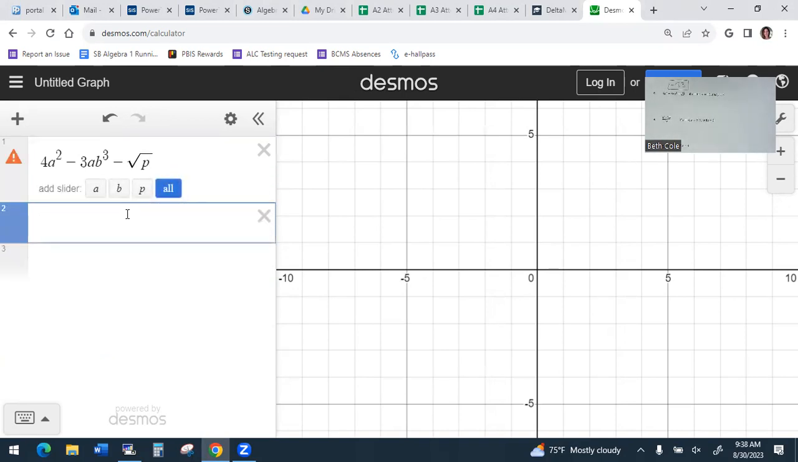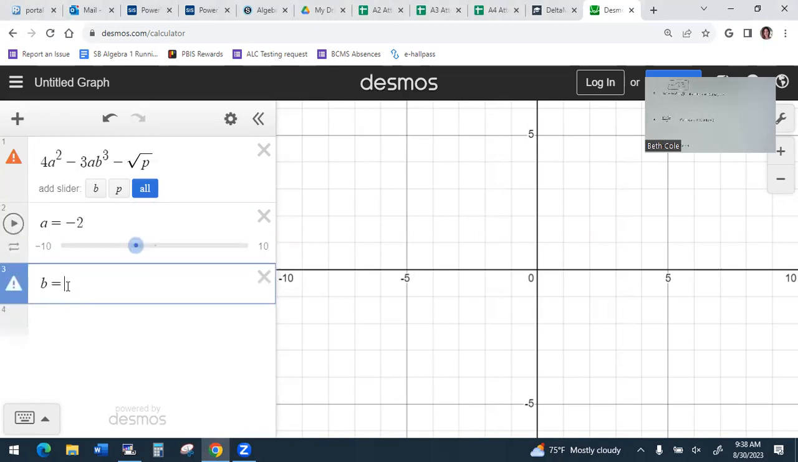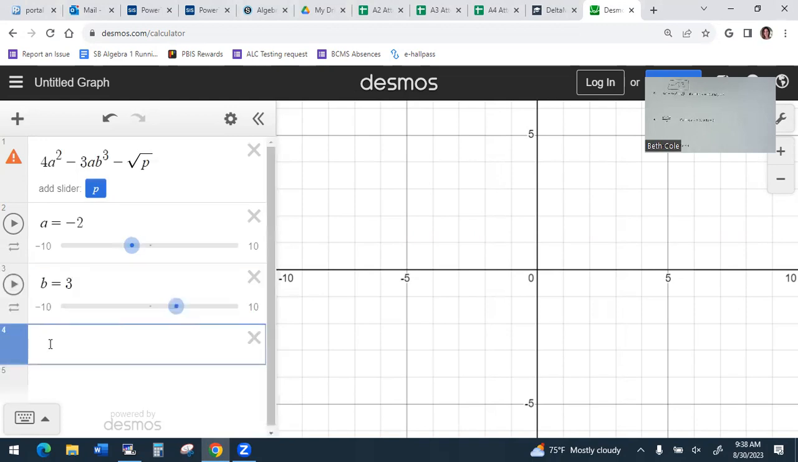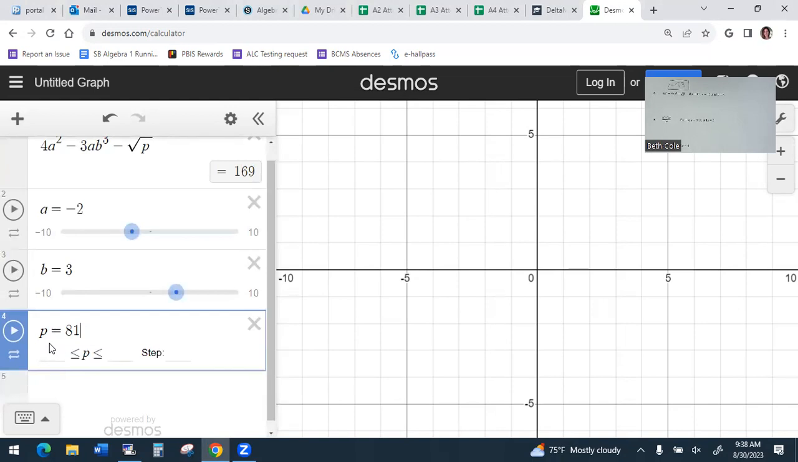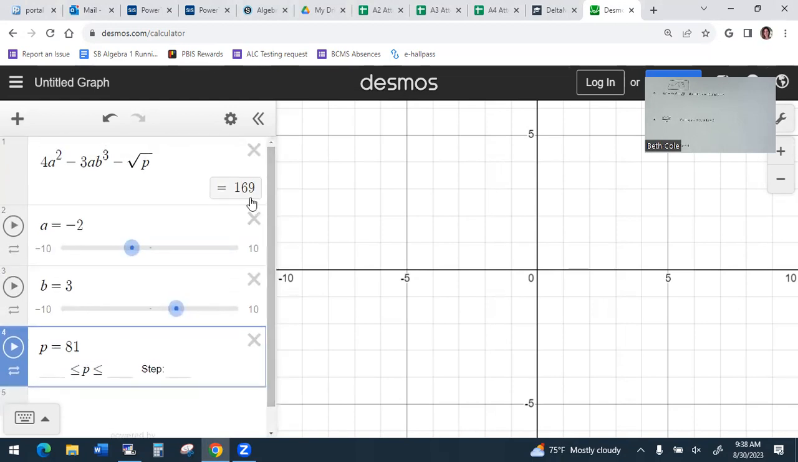All right, then I'm gonna come down here. A equals what? Careful, because it's not in this order on the paper. Good. The x is -2. B equals, oh, is it -3? 3. And then P equals 81. Boom. 169 is your answer.